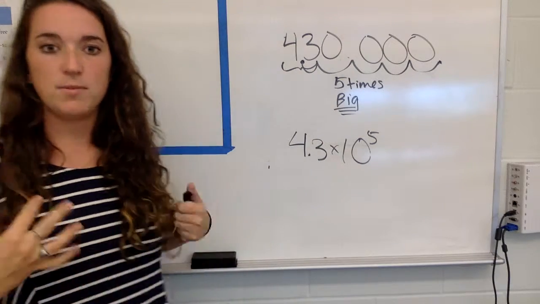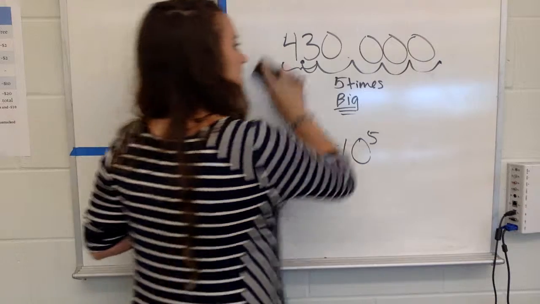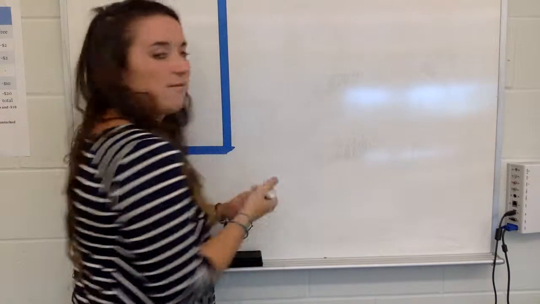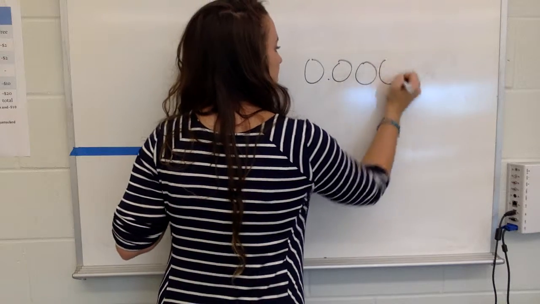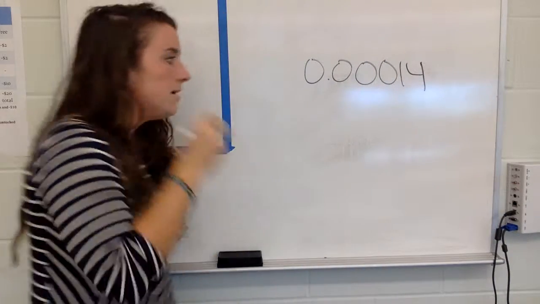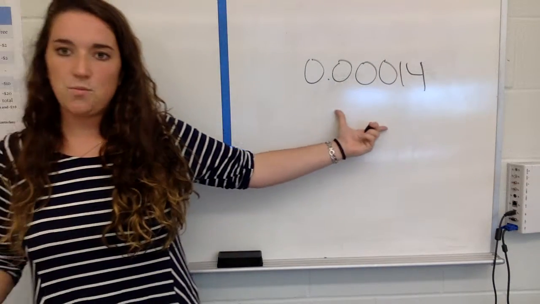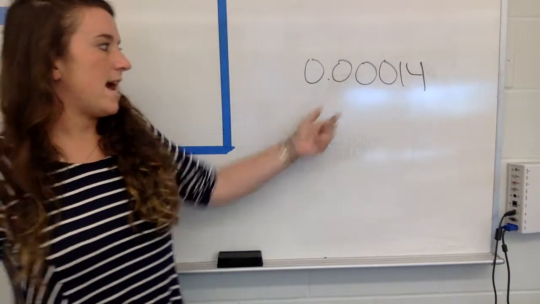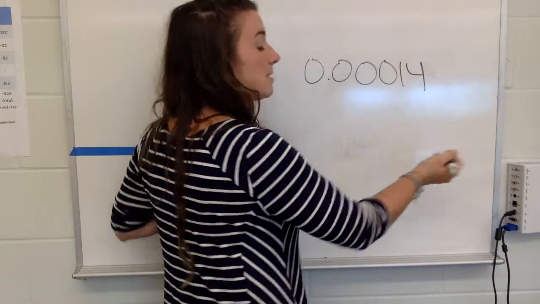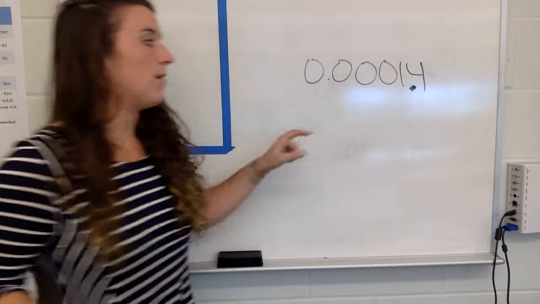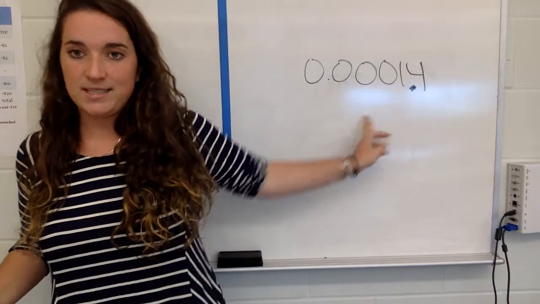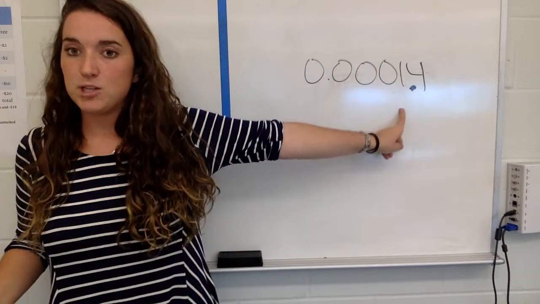We'll go over more examples so we get more used to this. All right, our next one, we have 0.00014. I need to make this number between 1 and 10, or 1 and 9. So I'm going to put my decimal where? Right, I'm going to put it between the 1 and the 4 because now my front number is 1.